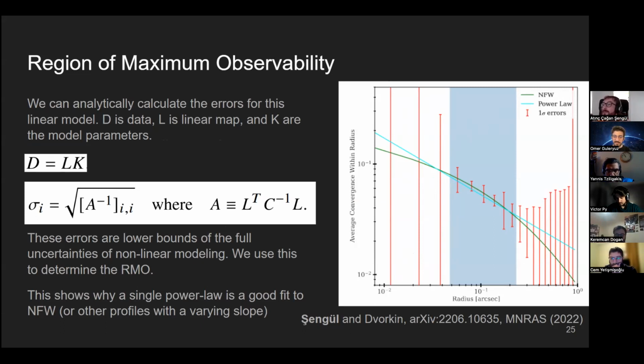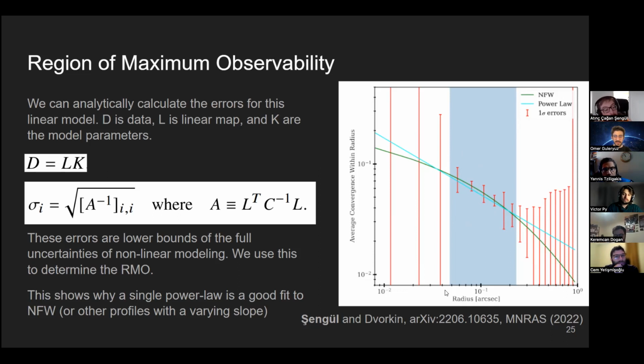And it turns out if you create a mock lens using the simulation with an NFW profile, which has this green curve, and then you model it with a power law, the best fit that you get from the power law matches these error bars exactly in this sweet spot, which we call the region of maximum observability. So what we're observing is actually the density profile in this region. We're measuring its power law slope and amplitude in that location.